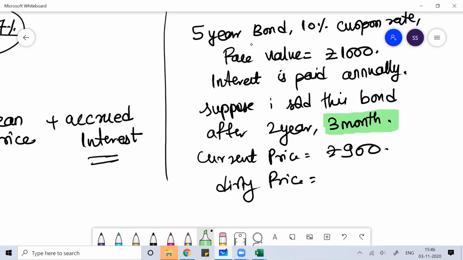Okay, so he wanted compensation. Are you getting me? The other person will get the coupon only after 9 months. Logically, everyone should get the coupon after 1 year, but this person is selling this bond after 2 years and 3 months. So he should get some value for the additional 3 months for which he has invested. So the dirty price in this case would be 900, which is the clean price, plus 3 by 12 of the coupon.